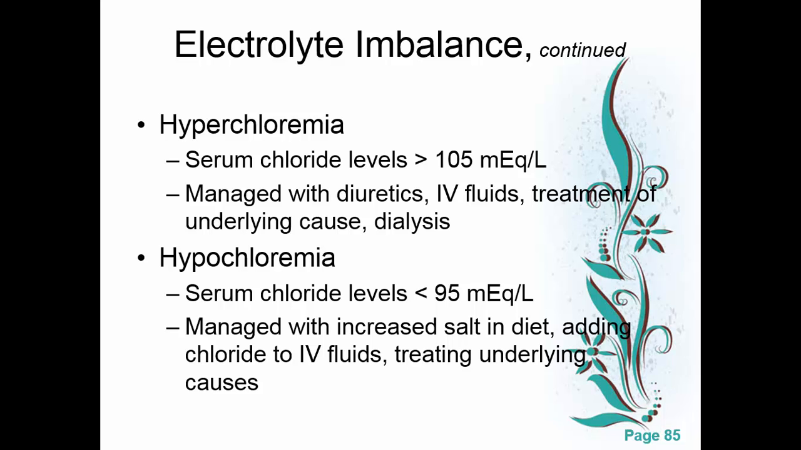All right, so looking at high and low levels of chloride, this could be caused by renal failure, overactive parathyroid glands, metabolic acidosis, and respiratory alkalosis. Hyperchloremia is a chloride level of greater than 105.